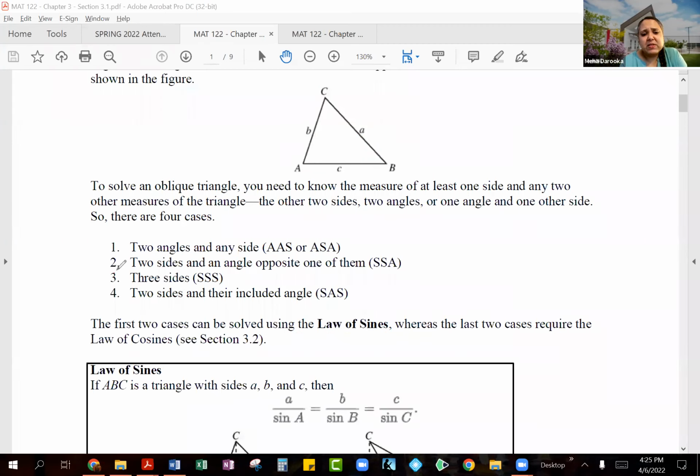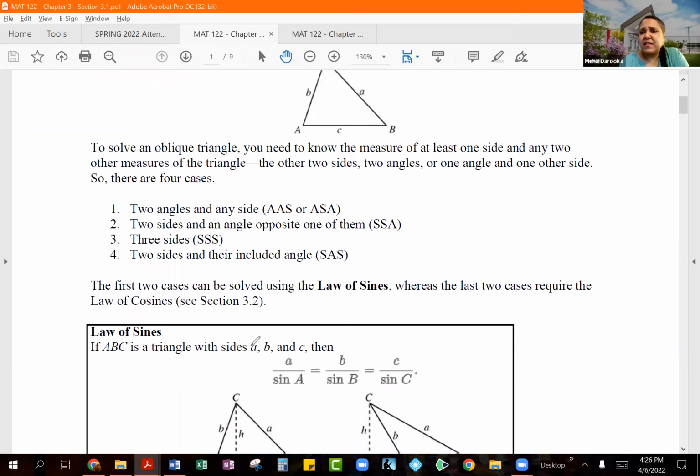For the other two cases, cases 3 and 4, you are given all three sides, and we would have to find the angles. That has to be solved by using the law of cosines. Or you could be given two sides and their included angle, something like this, where you have the two sides and the angle that's included between them. So that's side, angle, side. We will look at those bottom two cases in the next section, 3.2, using the law of cosines. So let's look at the law of sines and how it can help us solve these oblique triangles.